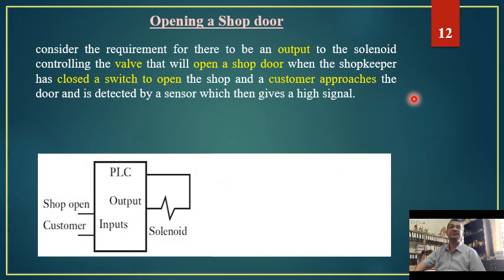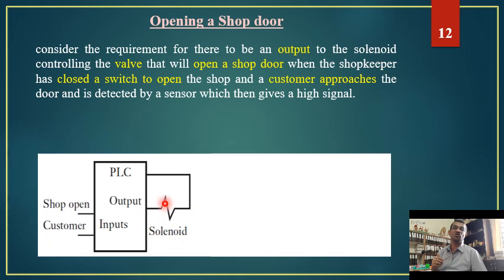And here is an equivalent circuit for PLC. Now there must be two switches, one is this one and the other is this one. So those are the two inputs. The first input is that the shop is open, that is, the shopkeeper is switching his switch on. The second one is the customer arriving. When a customer is arriving, a sensor must catch him and open the door. Right? So those are the two inputs.